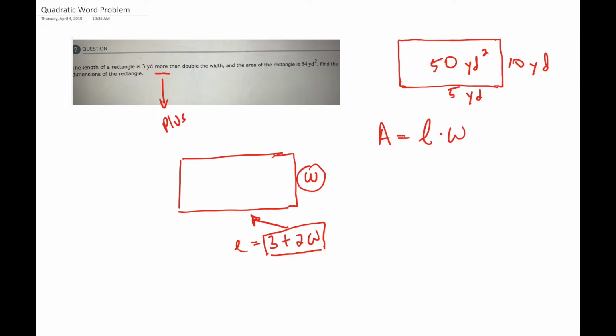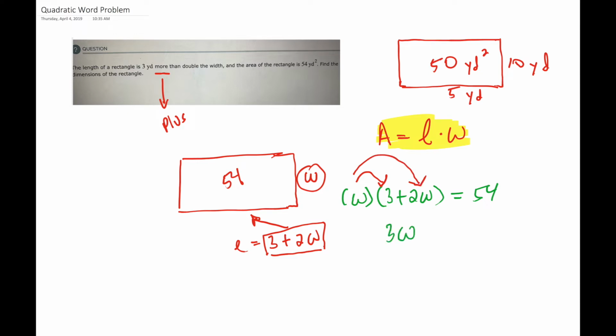Okay, and they give you the area. They tell you the area is 54. So now we can set up an equation based on this formula. What's our equation? Yeah, so 3 plus 2W times W equals 54. I just like seeing this here, which is psychologically better. And then you can just distribute like this: 3W plus 2W squared equals 54.